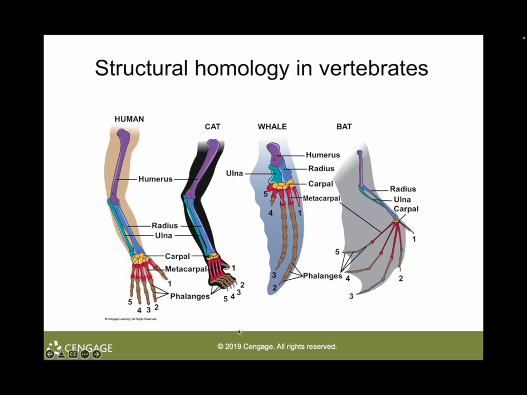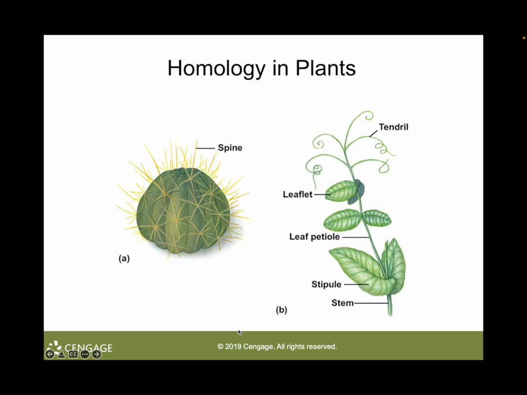Leaves provide homology in plants. In many species, leaves have been modified for functions other than photosynthesis. A cactus spine and a pea tendril, although quite different in appearance, are homologous because both are modified leaves. The spine protects the succulent stem tissue of the cactus, whereas a tendril, which winds around a small object once it makes contact, helps support the climbing stem of the pea plant.